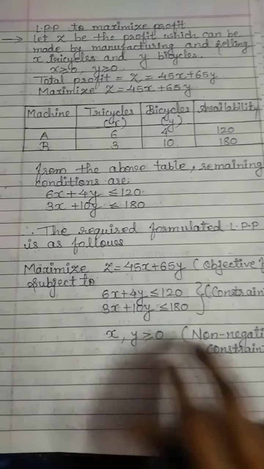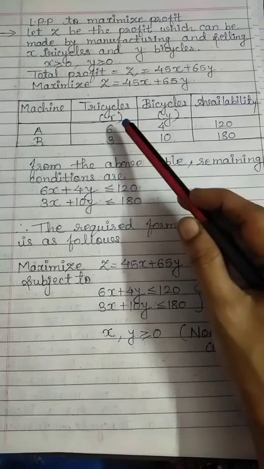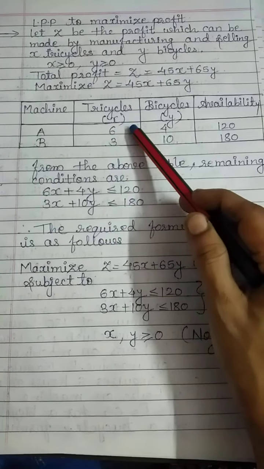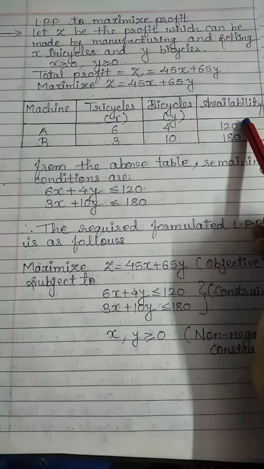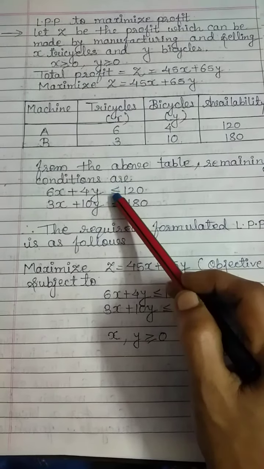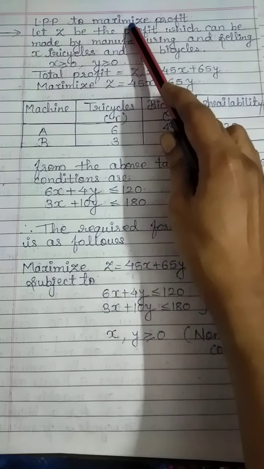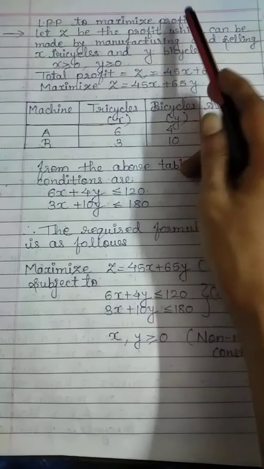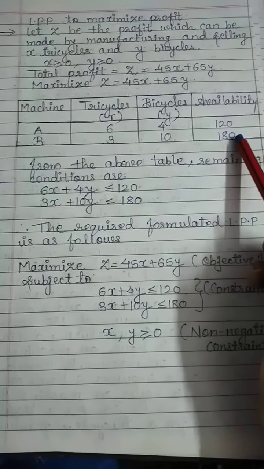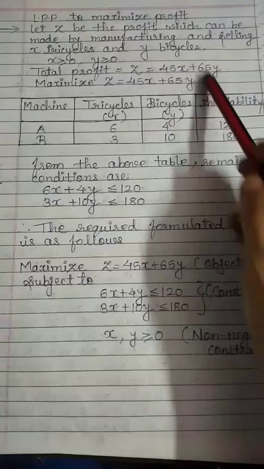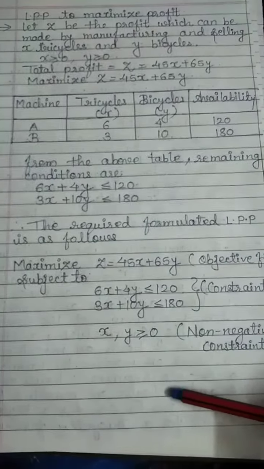And now from this table we will write the corresponding inequalities. So 6x + 4y is less than or equal to 120. Here we will write the sign of maximize, because we want to formulate the problem to maximize the profit. 3x + 10y is less than or equal to 180. So according to all these conditions, we will write the final answer.